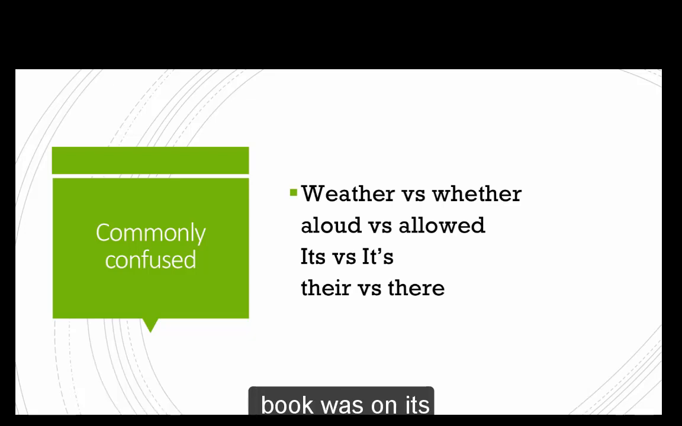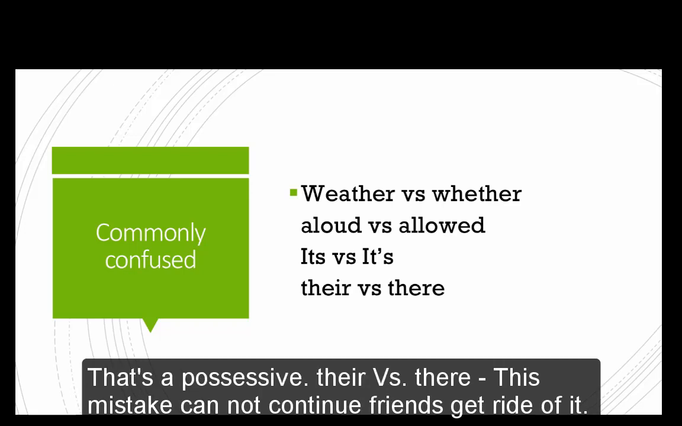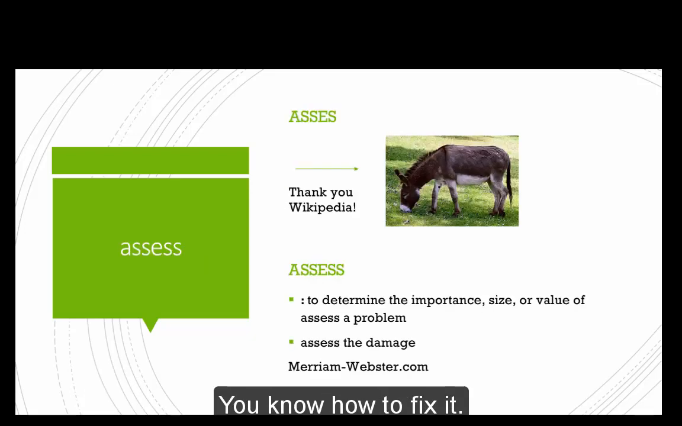Its book was on its table means that that robot over there owns a book and put its book on its own table. That's a possessive. There and there. This mistake cannot continue, friends. Get rid of it. You know how to fix it.